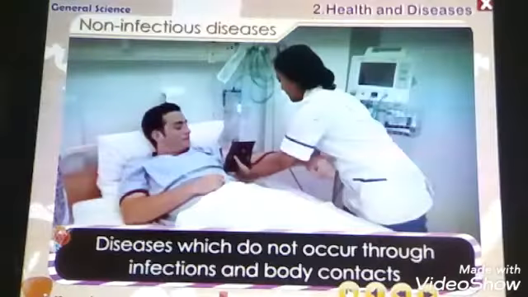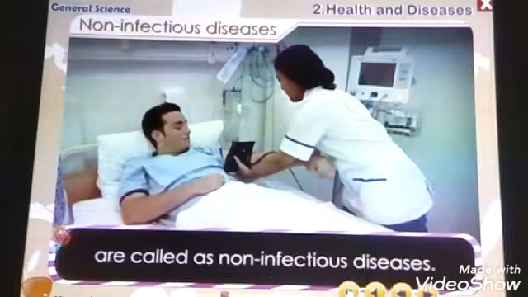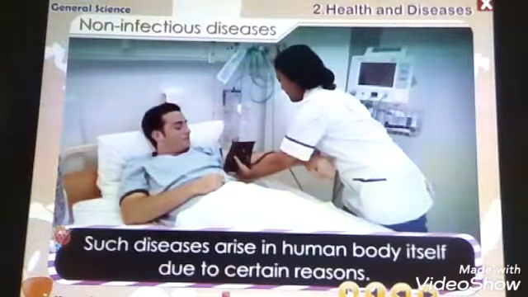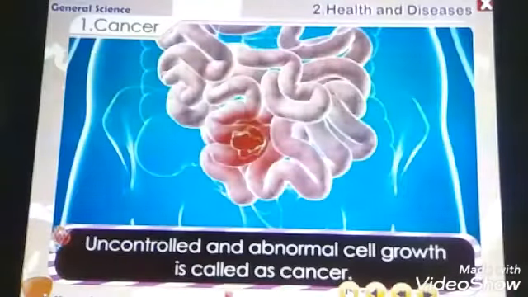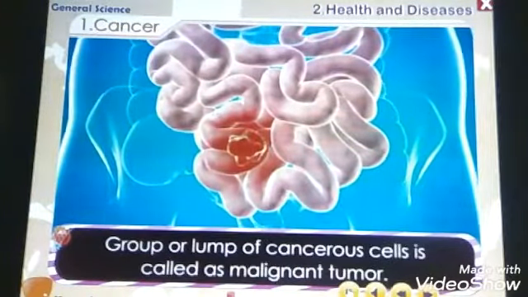Non-infectious diseases. Diseases which do not occur through infection or body touch are called non-infectious diseases. Such diseases arise in the human body itself due to certain reasons. Cancer. Uncontrolled and abnormal cell growth is called cancer.